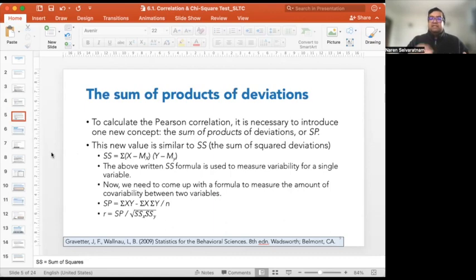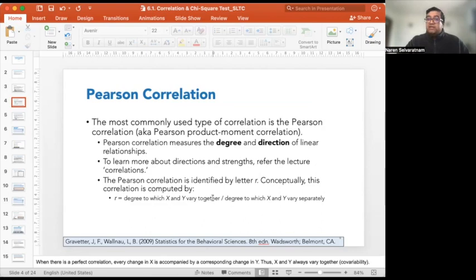And then if you just consider x, just one variable, you will see some variation in that variable as well. That is the variability of a single variable. So we have our formula here: x and y varying together divided by x and y varying separately. Now, how are we going to find the degree to which x and y vary together? There's a formula for that. The degree to which x and y vary separately, there's a formula for that as well. And we are going to learn that.